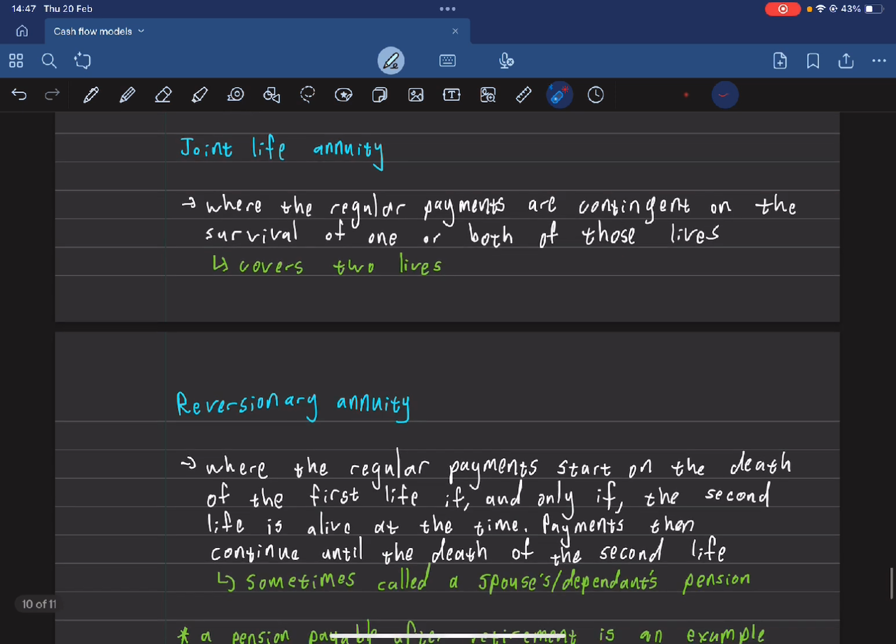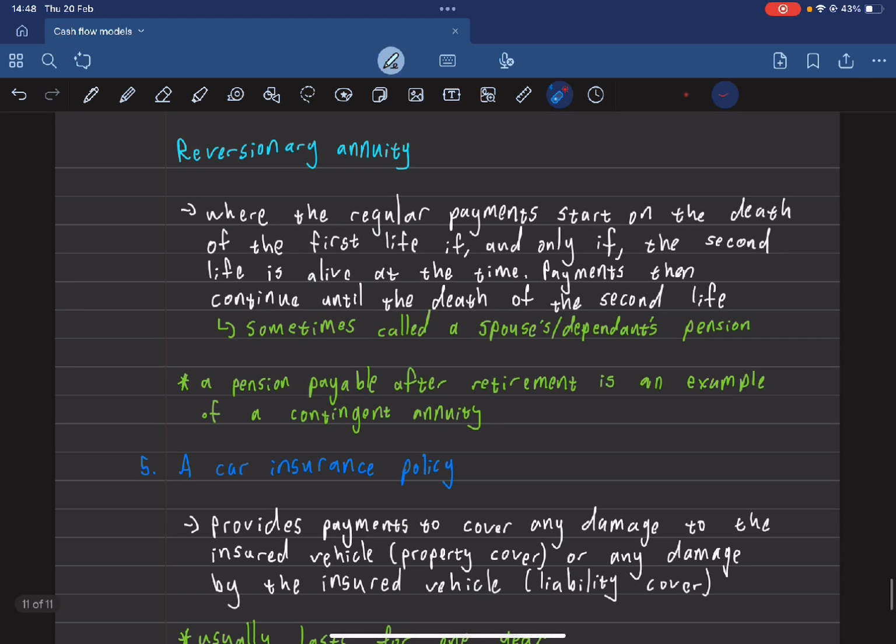A joint life annuity is where the regular payments are contingent on the survival of one or both of those lives. So let's say you and your partner are married, and then you get a joint life annuity. So if you're both alive, then you get regular payments. If one of you dies, the other one still gets the regular payments, but then when both of you die, then the payments stop. That would be a joint life annuity.